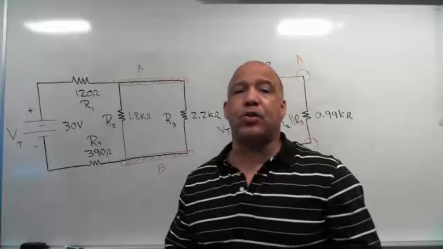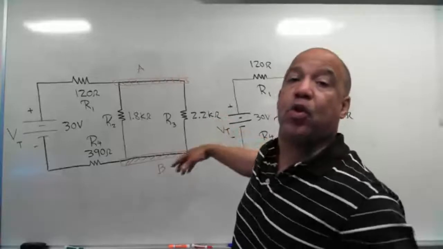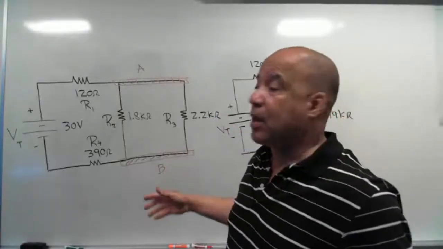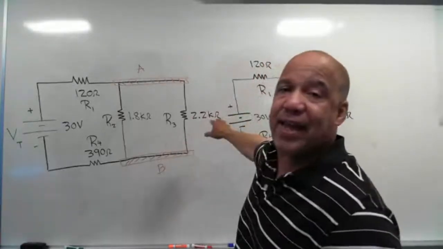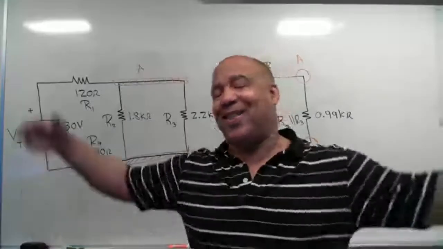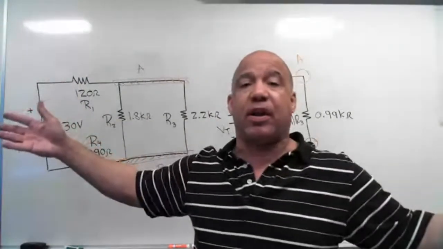Now, what I know about these two circuits, guys, is that the circuit on the left and the circuit on the right, they're equivalent circuits. But the circuit on the right is a series circuit, and everybody and their mother can solve a series circuit in theory. Everybody can solve a series circuit.